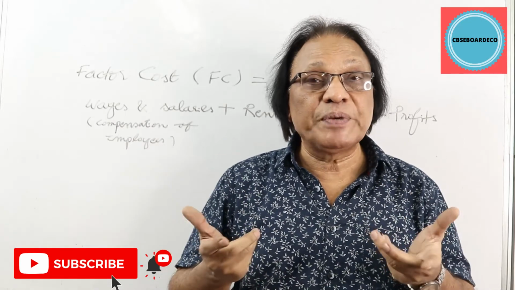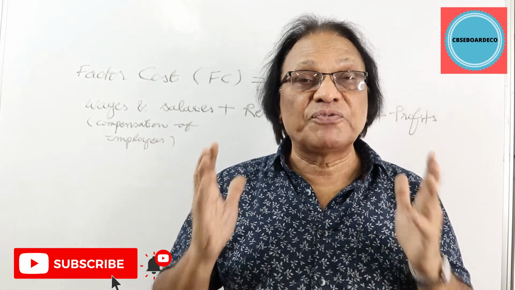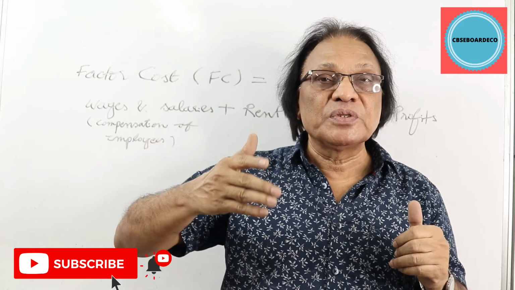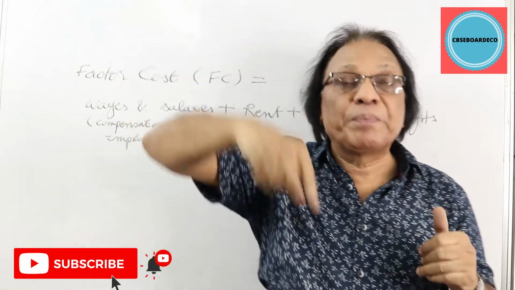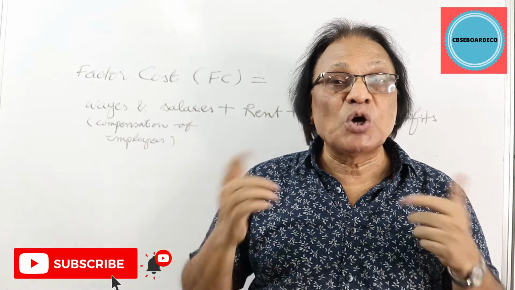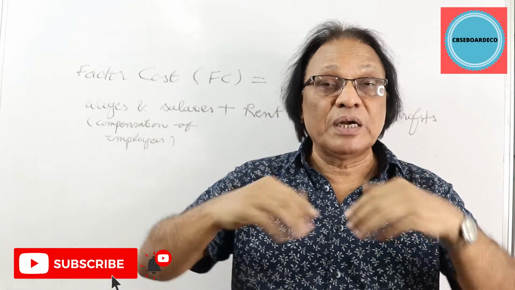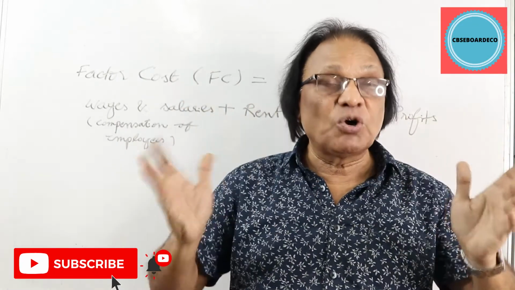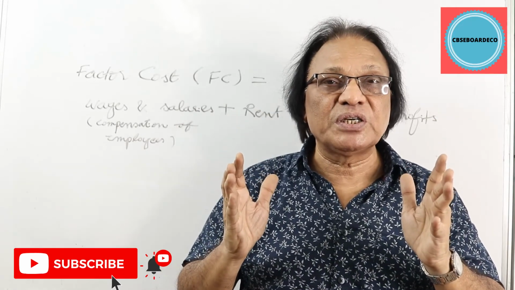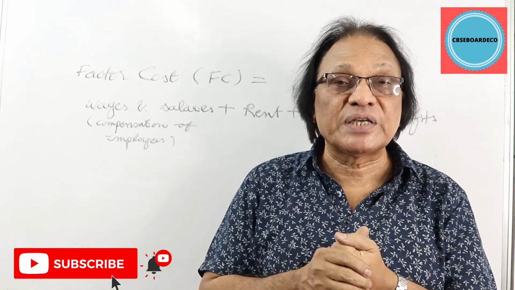So again, lastly, to repeat once again: to produce a commodity, the firm requires the services of 4 factors of production: land, labor, capital, entrepreneurship. The firm has to pay or remunerate for utilizing the services in terms of rent to land, wages and salaries to labor, interest to the capital, and profits to the entrepreneur. That's called factor cost. Factor cost, FC, as we write it in abbreviated form, is equal to rent plus interest plus profits plus wages and salaries.